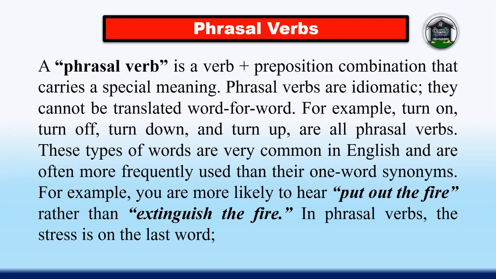Phrasal verbs. A phrasal verb is a verb plus preposition combination that carries a special meaning. Phrasal verbs are idiomatic. They cannot be translated word for word. For example, turn on, turn off, turn down, and turn up are all phrasal verbs. These types of words are very common in English and are often more frequently used than their one-word synonyms. For example, you're more likely to hear put out the fire rather than extinguish the fire. In phrasal verbs, the stress is on the last word.